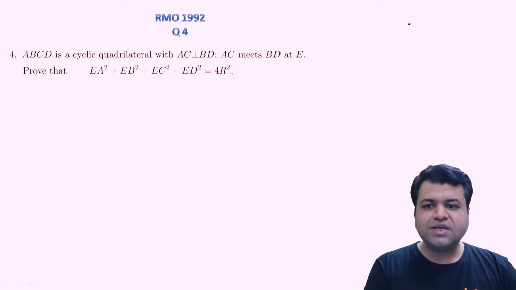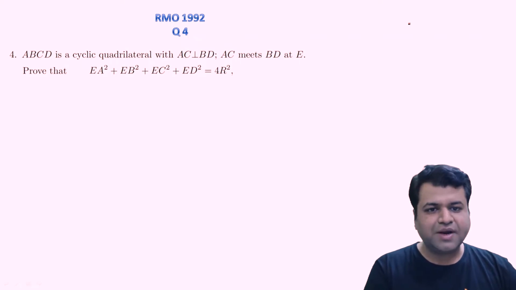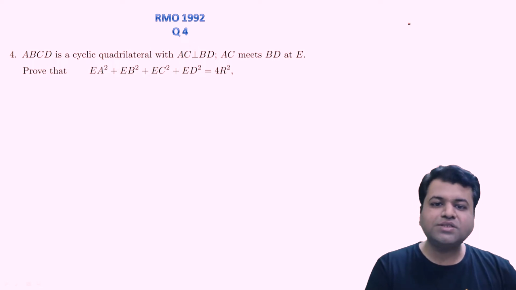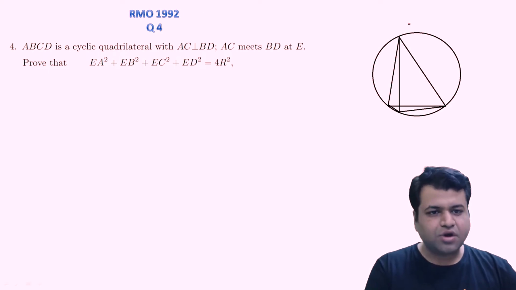And the question is saying that ABCD is a cyclic quadrilateral, right? With the diagonals AC and BD which are perpendicular, right? And the point of intersection of the diagonals, that is AC, meets BD at E, right? Now what we need to prove? We need to prove EA square plus EB square plus EC square plus ED square is nothing but 4R square, right? So let's first draw the figure.